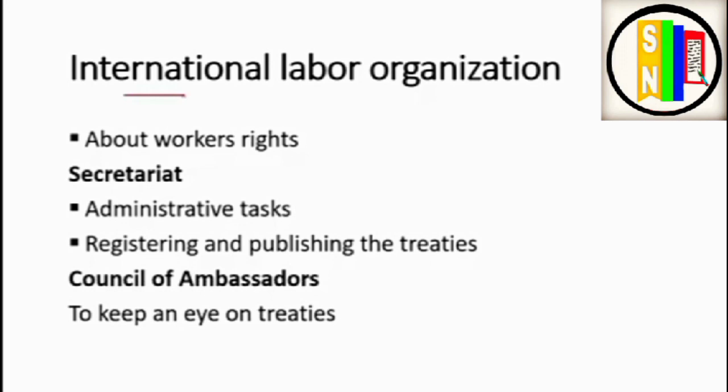And the Council of Ambassadors was the vigilance body for the treaties, checking whether they were working properly according to the treaties or not.